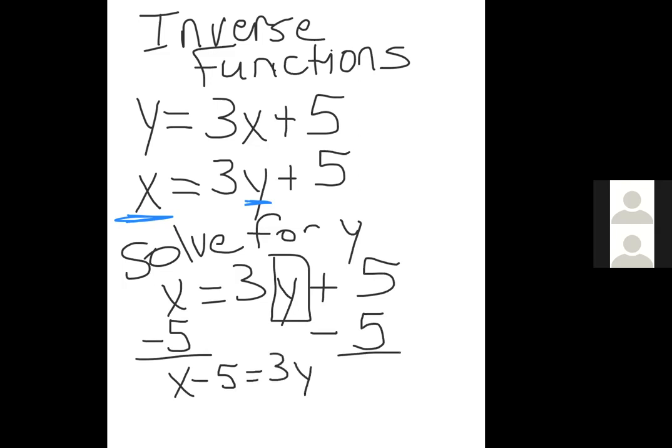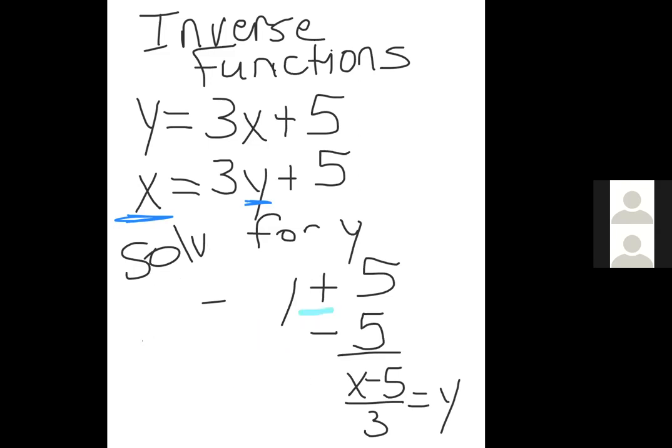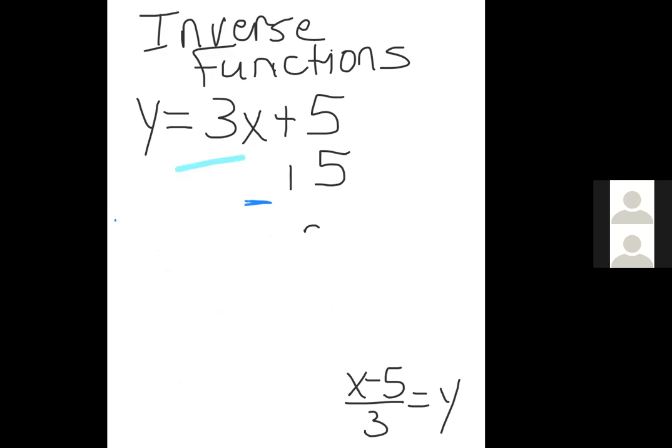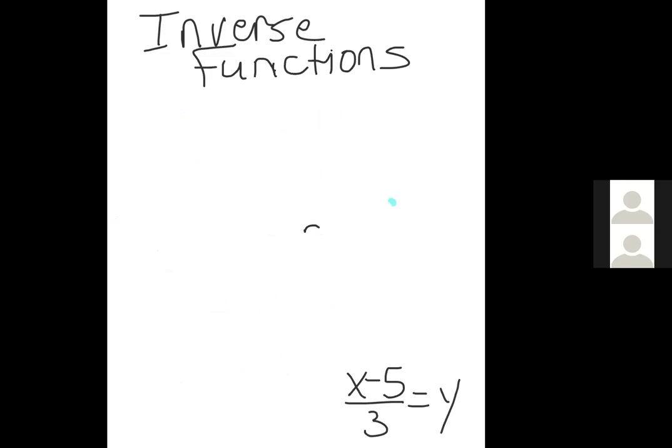Hopefully you notice that the y is still not by itself. So to get the y by itself, we have to move that 3. To move the 3, we are going to divide both sides by 3. On the right, those 3's are going to cancel, and we are going to be left with x minus 5 over 3 equals y. Now, all of you, I am certain, remember that that's the same thing as saying y equals x minus 5 over 3. But we need to do the last step.